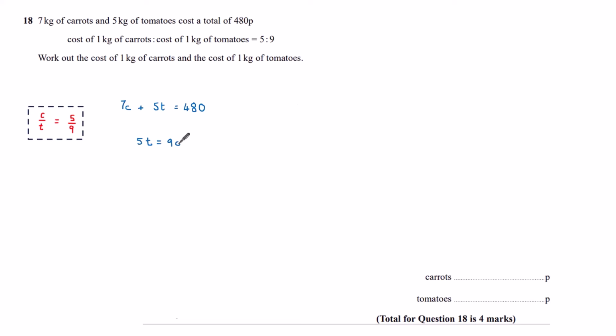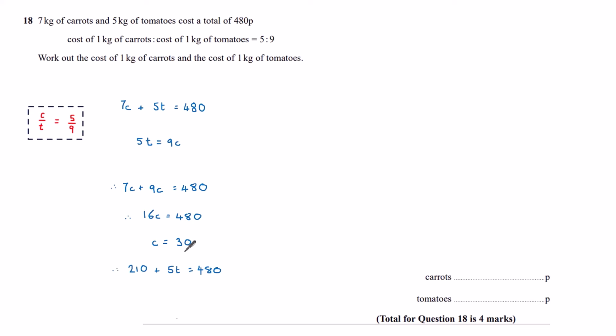Using this, I can substitute into this top equation. So that's 7c plus 9c is equal to 480. That is 16c is equal to 480. Dividing by 16, that means the cost of a carrot is 30 pence, or rather the cost of 1 kilogram of carrots is 30 pence.